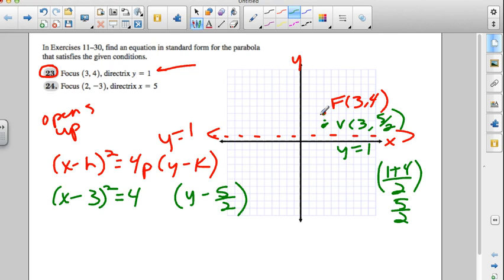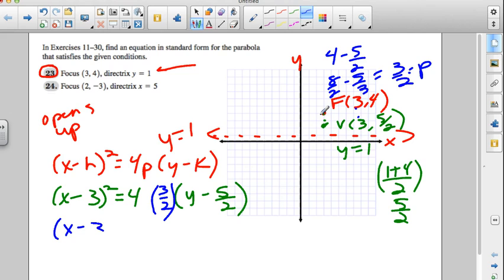So what we need is to find p, and p is the distance from the focus to the vertex. Not a hard thing to do now that we have this all lined up and set up, because we can see, yeah, they're both going to be 3. We just need to know how far it is from 4 to 5 halves. So from 4 to 5 halves is 4 minus 5 halves, which would be 8 halves minus 5 halves, which is 3 halves. So that is the distance from our focus to our vertex. And that needs to go right here.